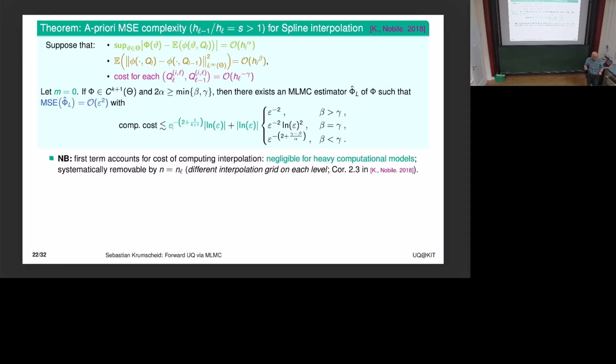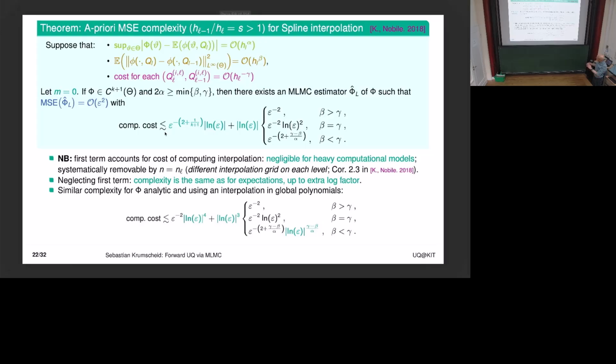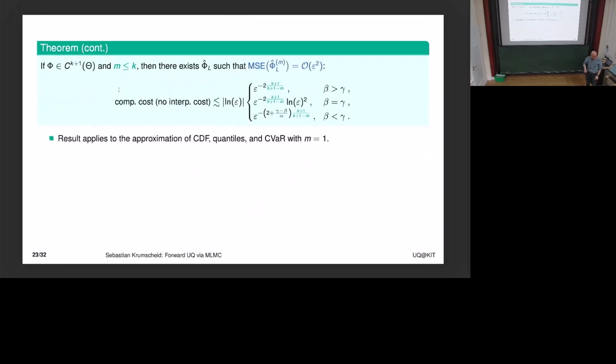However, now came the idea that maybe if we have this flexibility of doing multilevel, why not also use a different type of interpolation on each level? Why do we need the same kind of interpolation accuracy on different levels? And by doing that, you can get rid of this term here. And you get the same complexity result in that case. You get a slightly sharper result if you assume more regularity here, but I don't want to spend time on that. Okay, so now let's continue this discussion of complexity.